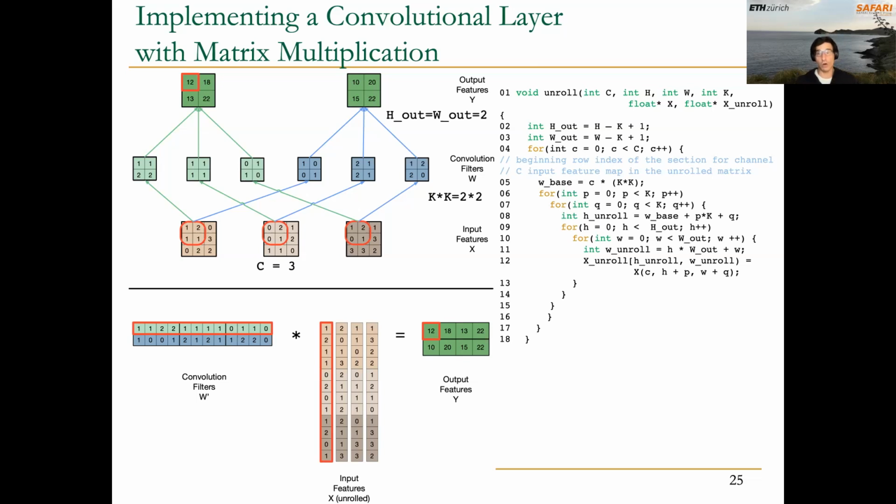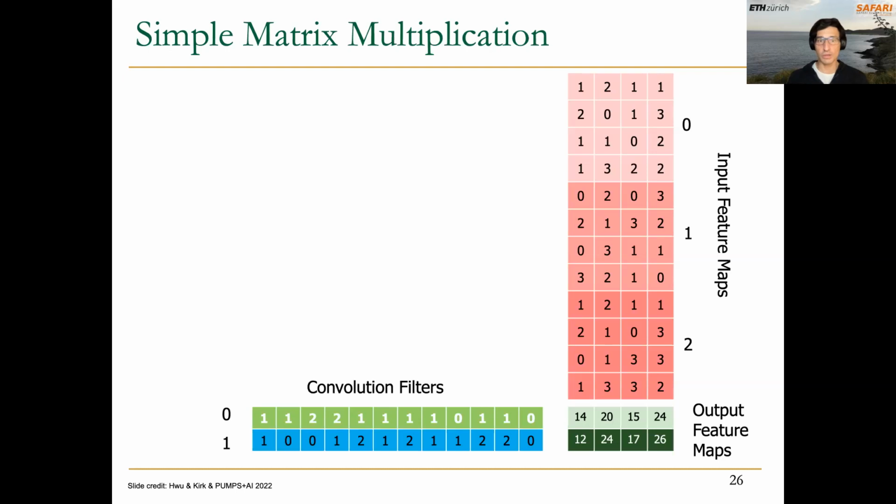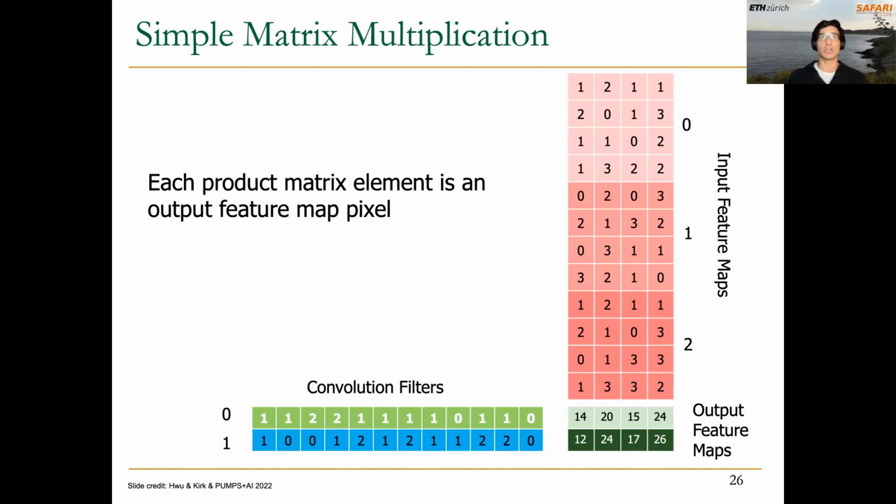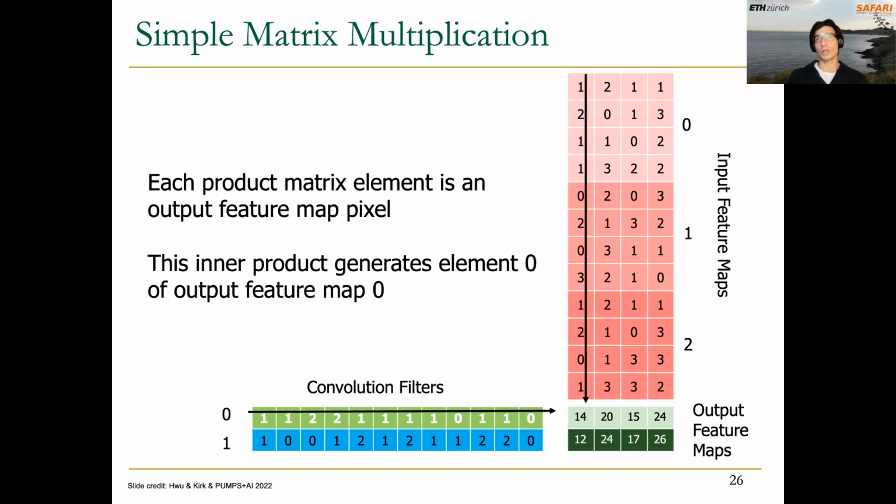And now we are going to see how we need to operate in order to execute the matrix multiplication efficiently on a GPU. We all are familiar with simple matrix multiplication. In matrix multiplication, each product matrix element is an element of the output feature map pixel. And in order to calculate each element of this output feature map, we need to perform the dot product of a row of the convolution filters in this case, and a column of the input feature maps, as you see. So in order to obtain this 14 here, we need to calculate the dot product between this row and this column.